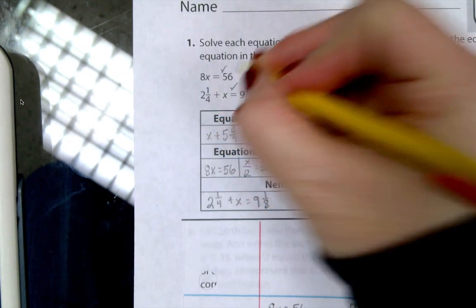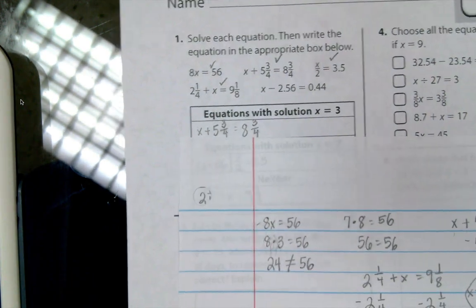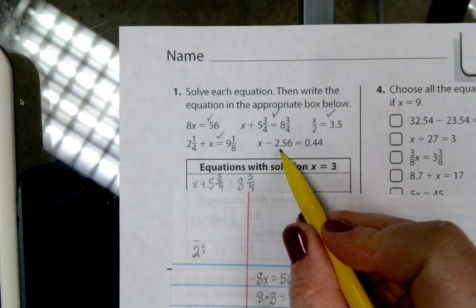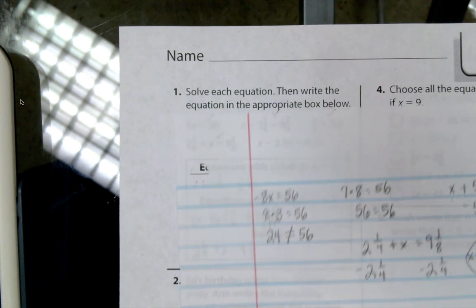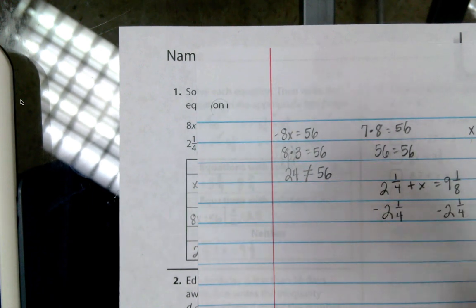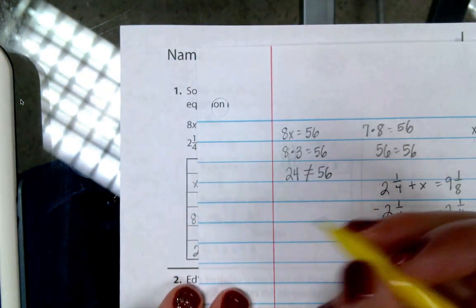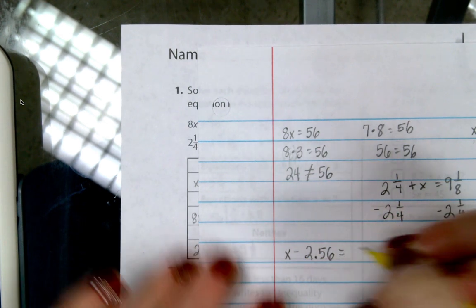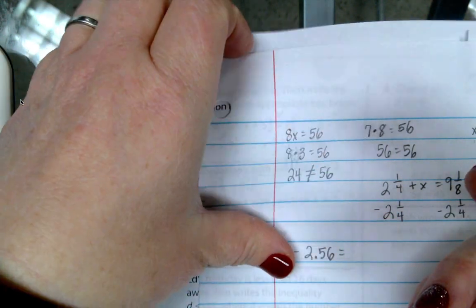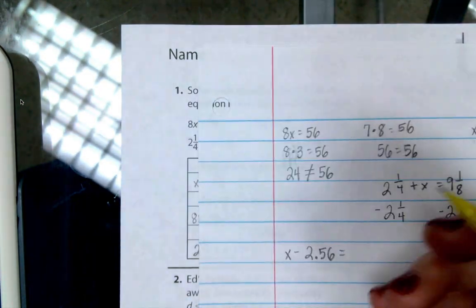And I have one more. I have x minus 2 56/100 equals 44/100. Again, I'm going to write this down: x minus 2 56/100 equals 44/100.